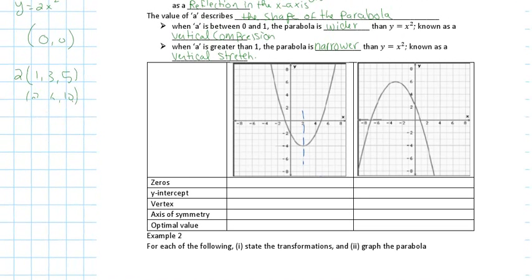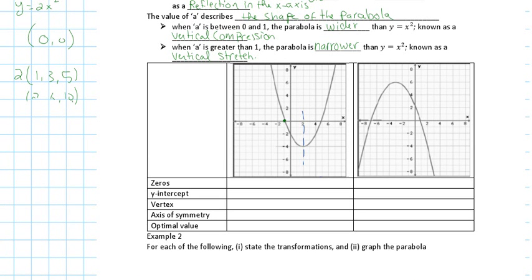For each graph, it's asking you to state the zeros, y-intercept, vertex, axis of symmetry, and optimal value. I'm going to do the first one with you, and then I'll leave you to do the second one. I know they're not very clear, but we're going to try to use whole numbers as much as possible. What would be my zeros for this one? Negative 1, and it looks like 5.